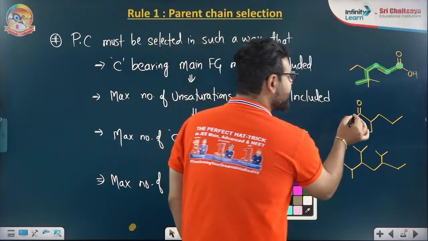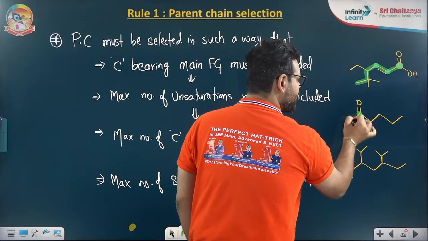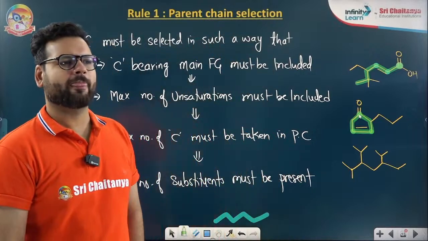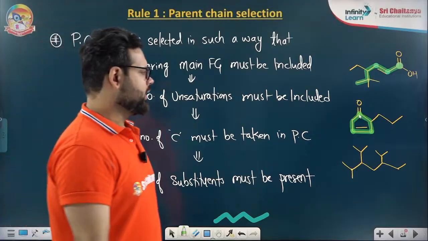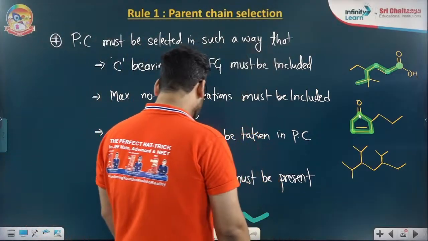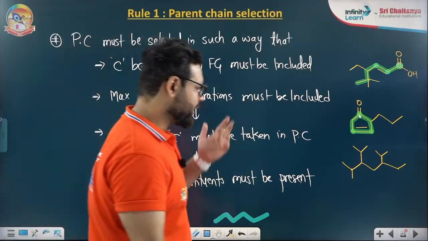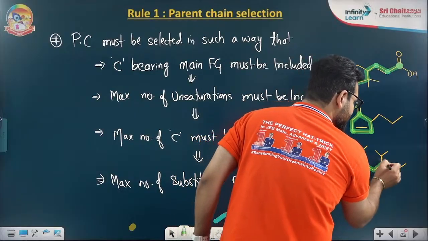Ketone says I have a suffix, one. I must be there. Alkene says we must be there. Okay, we'll take you. So this cycle is the parent chain. This cycle is the parent chain without any doubt. Next one. No functional group, no unsaturation. Directly try to maximize carbons. Okay, let us see. 1, 2, 3, 4, 5, 6, 7.